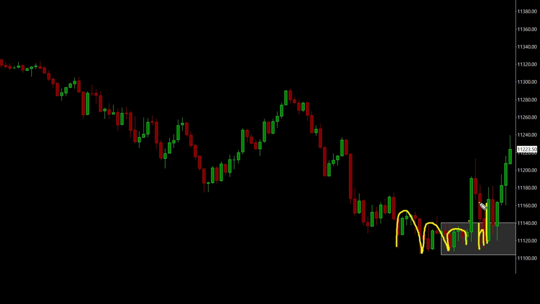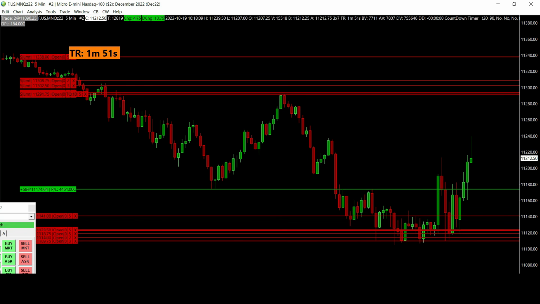Nice green candle right here. That's where I got in. And my target was this high right here. Let me show you guys the clip. Okay, so this is where I started to record because I wasn't trying to record today, but I said, you know what, let me show them a live example.